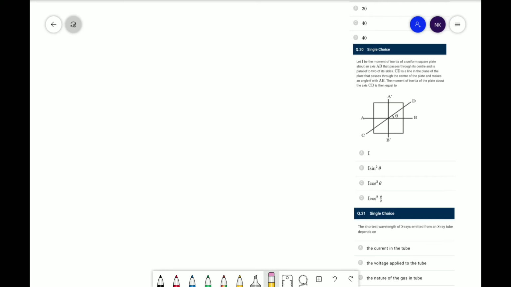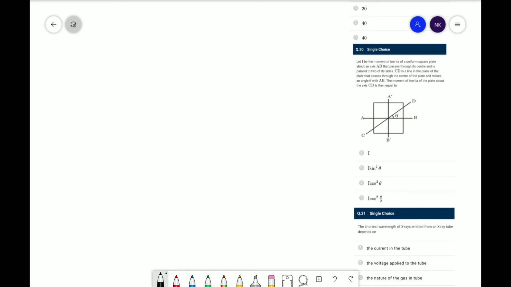Here is the next question. In the next question it is saying, let I be the moment of inertia of a uniform square plate about an axis AB that passes through its center and is parallel to two of its sides. CD is aligned in the plane of the plate, passes through the center of the plate and makes an angle theta with AB.